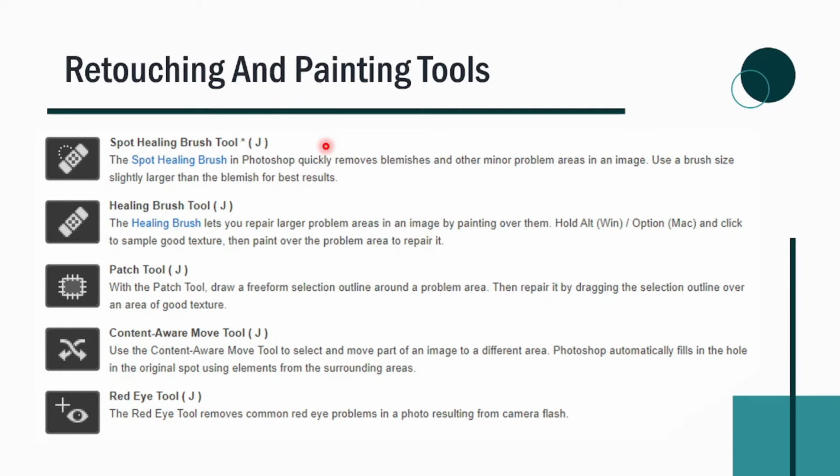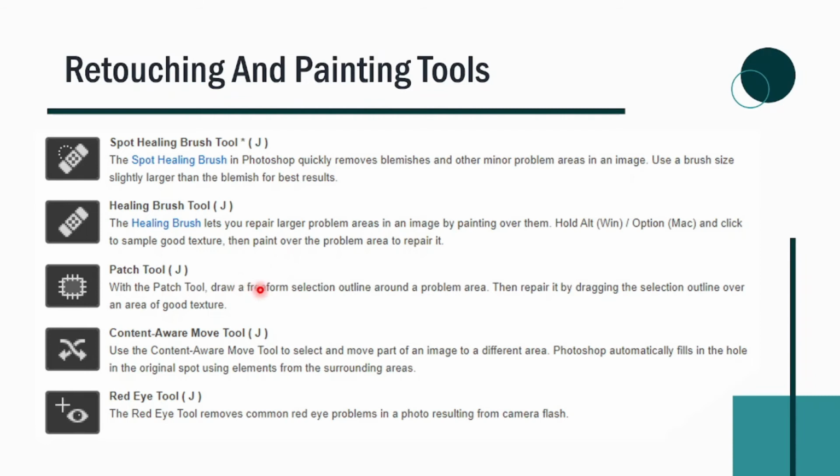Next is on the retouching and painting tools. Okay, so spot healing brush tool, letter J lang iyahang shortcut key. Okay, so quickly removes blemishes and other minor problem areas in an image. Healing brush tool lets you repair larger problem areas. Gain na sa spot healing, minor lang. The healing brush tool, okay, larger problem areas.